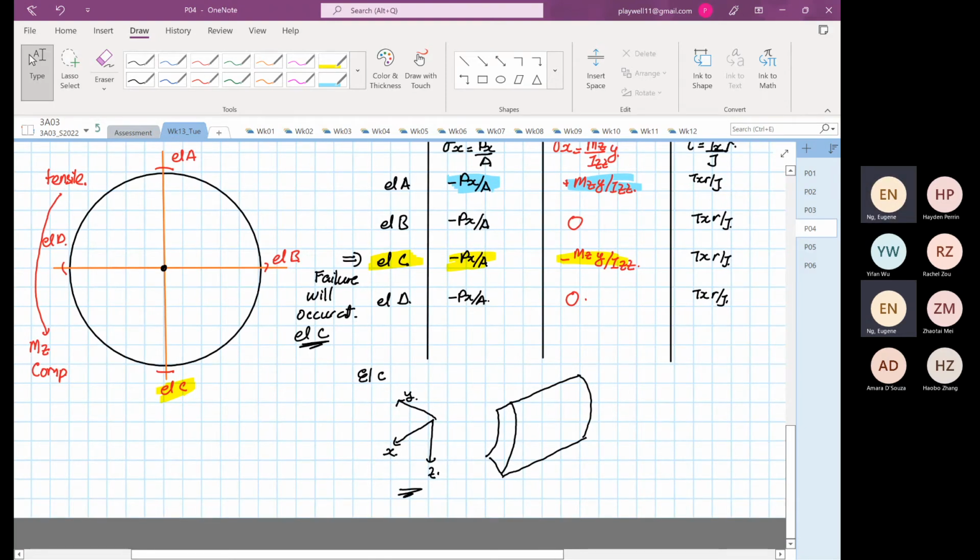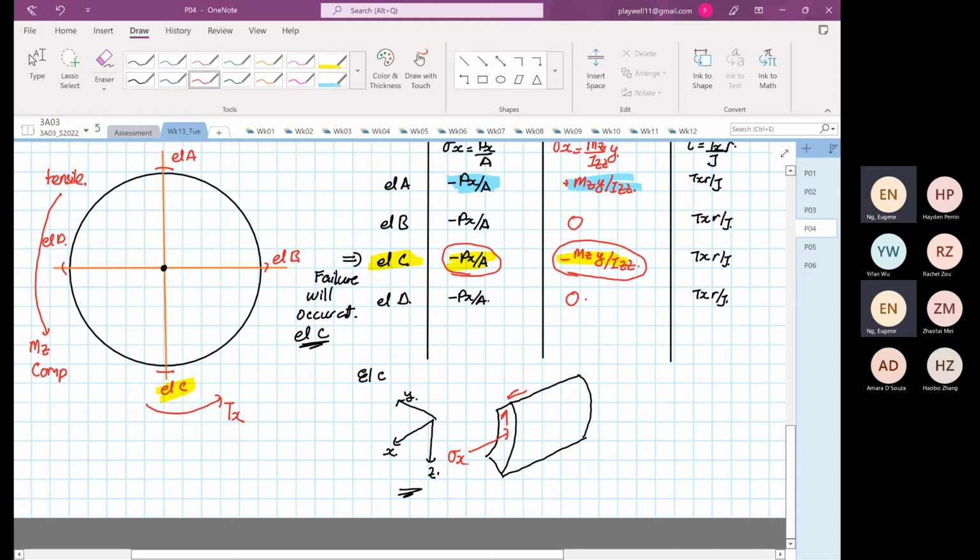And we are aware that we are going to have a stress X compression, right? Because minus Px over A minus Mz y over Izz is compression. Now the torsion on element C: if we look at the torque, this is torque in the x direction, right? So this is how the shear will behave, and on the other side there's also the other shear.